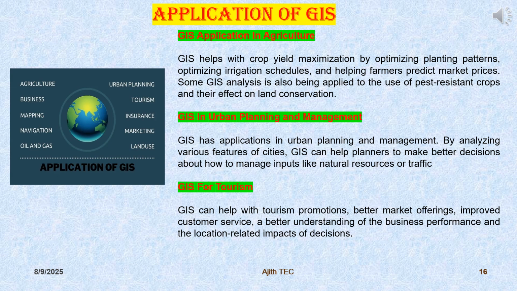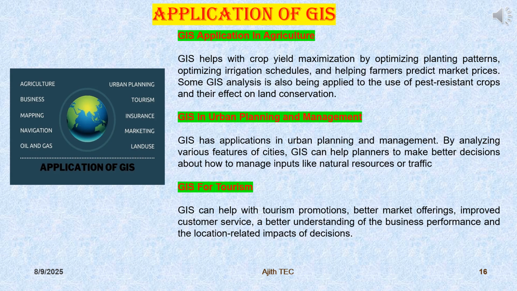Application of Geographic Information System. GIS application in agriculture. GIS helps with crop yield maximization by optimizing planting patterns, optimizing irrigation schedules, and helping farmers predict market prices. Some GIS analysis is also being applied to the use of pest-resistant crops and their effect on land conservation.